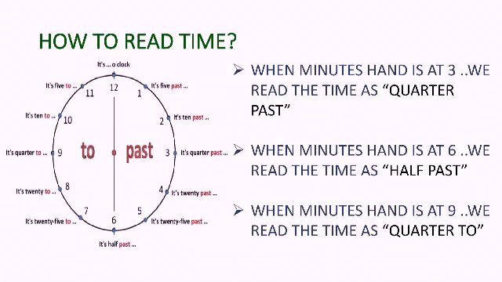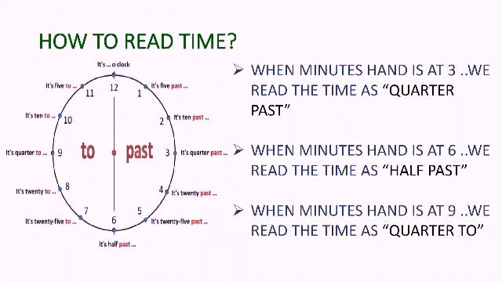Now we will learn how we can read the time after seeing the watch. I told you in the previous part that the larger hand of the clock is known as the minute hand. The smaller hand of the clock is known as the hour hand, and the thinnest hand is the second hand. So the clock has how many hands? 3 hands.